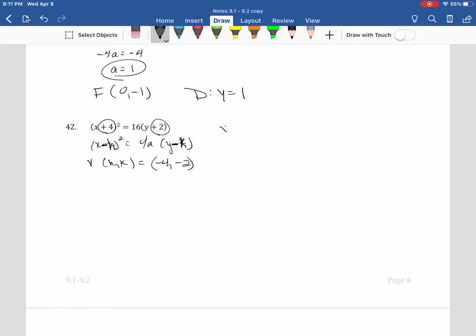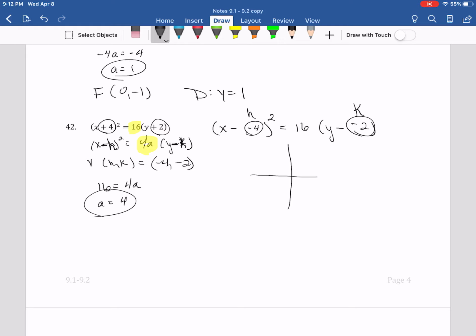Also, you could think of it as x minus negative 4 equals 16, y minus negative 2. And that way you see that the negative 4 and the negative 2 are your h and your k. So however you want to think of it, either just use the opposite of the value that's there or think of it as a double negative that makes a positive, whatever works better for you. The 16 is in the same position as the 4a. That's going to allow you to figure out that if 16 equals 4a, then a must be 4, right? Because 4 times 4 equals 16.